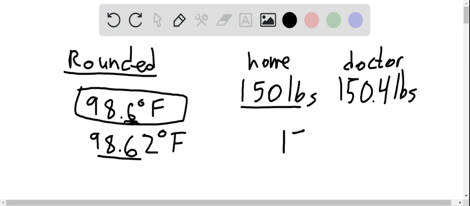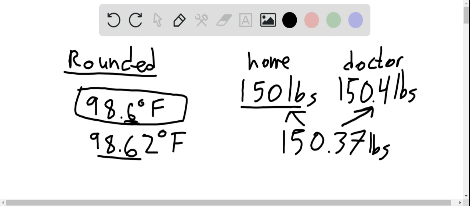I mean, you could be 150.37 pounds. And you're still going to get 150 pounds at home, and you're still going to be 150.4 pounds at the doctor, because the best that the scale can do is the best that the scale can do. At the doctor's office, it's one place after the decimal point. At home, there's no decimal. It's just a whole number, 150 pounds. It's rounded because that is the best that the measurement device can do.